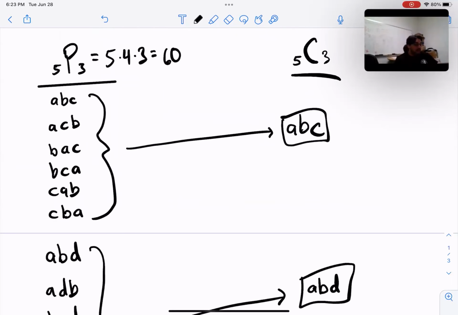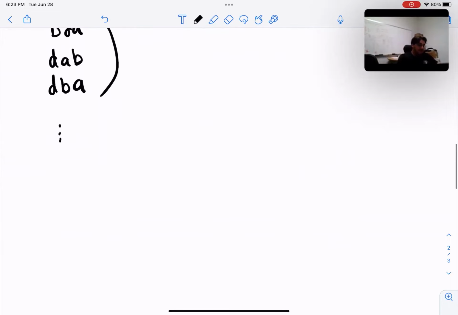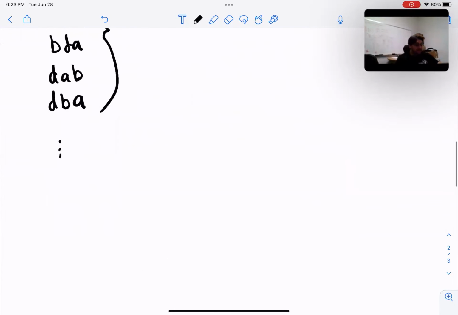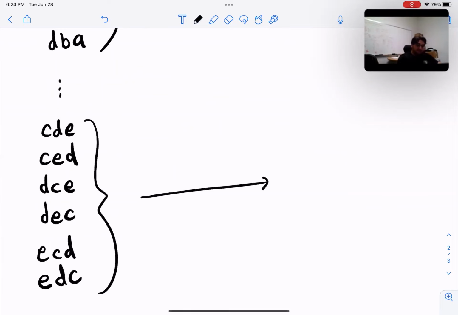And I can keep doing this over and over again, thinking in alphabetical order, until I get all the way down to the permutations that use C, D, and E. So C, D, E, C, E, D, D, C, E, D, E, C, E, C, D, and E, D, C. There we go. These all correspond to just the one combination C, D, E.